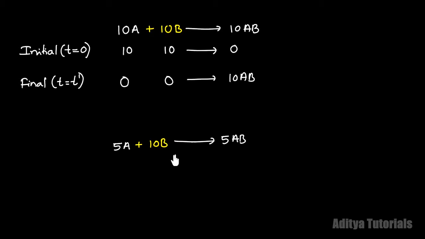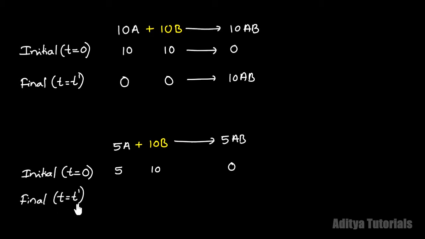So if you have a confusion here, then give attention here. Why does it give only 5AB? At initial, when time t is equal to 0, we have 5 A atoms and 10 B atoms, and the product is 0. After some time, that is when the reaction is complete, final, when time is equal to some t dash, what happens here? 5 A atoms react with 5 atoms of B. Here there are 5 atoms, so 5 atoms will react with 5 atoms of B.